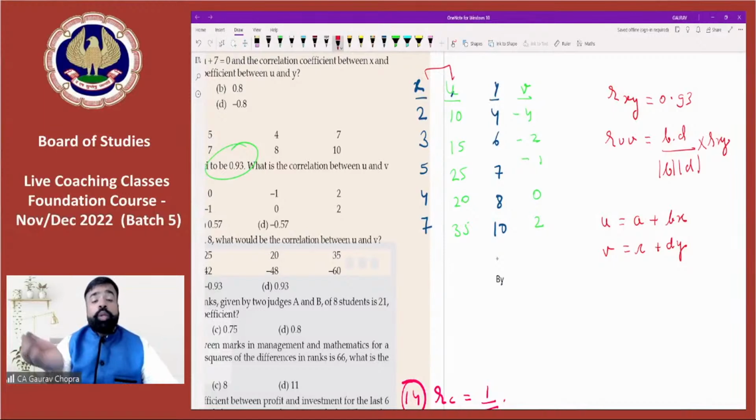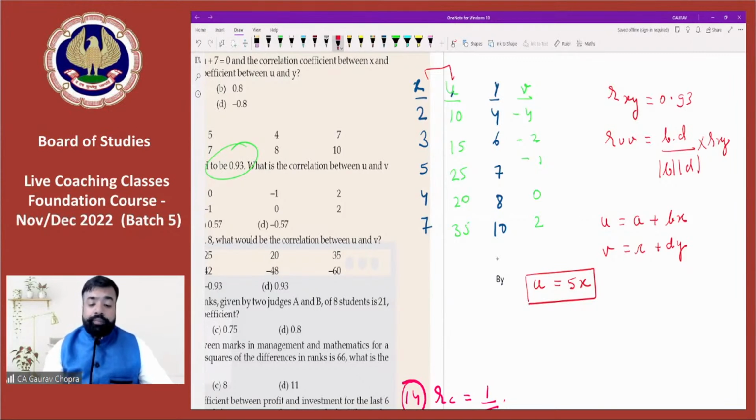What is the connection between X and U? When X is 2, U is 10. When X is 3, U is 15. When X is 5, U is 25. That means we can clearly see that U is 5 times of X. So we can write the equation U is equal to 5X.